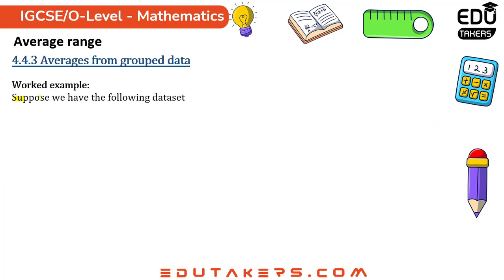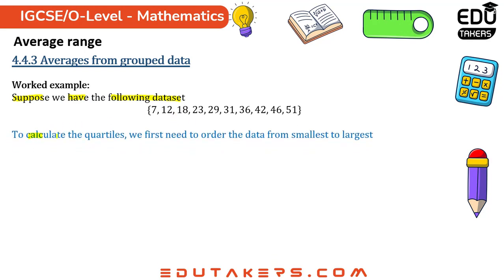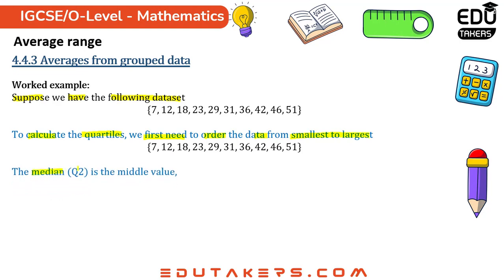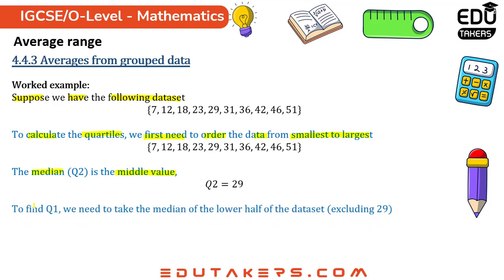Worked example. Suppose we have the following data set. To calculate the quartiles, we first need to order the data from smallest to largest, as shown. The median Q2 is the middle value. Q2 is 29. To find Q1, we need to take the median of the lower half of the data set, excluding 29. So the lower half is 7, 12, 18 and 23, and the median of that is 15.5.